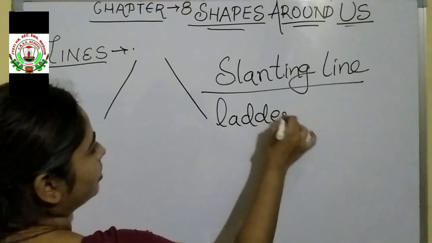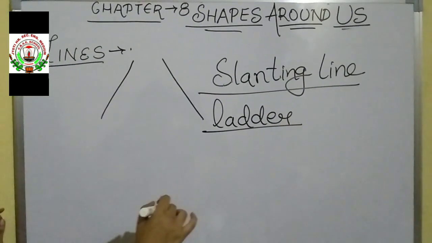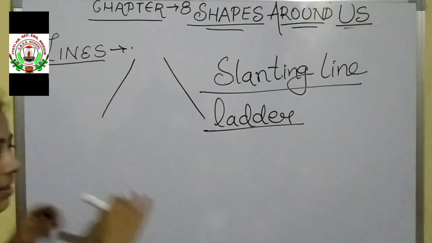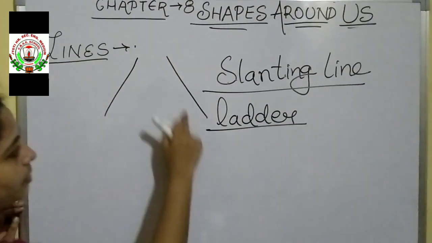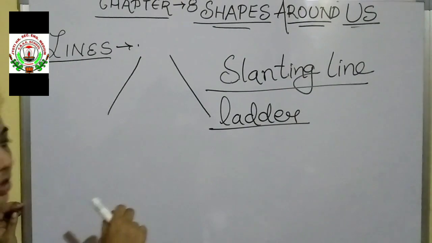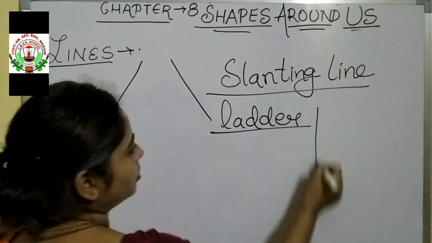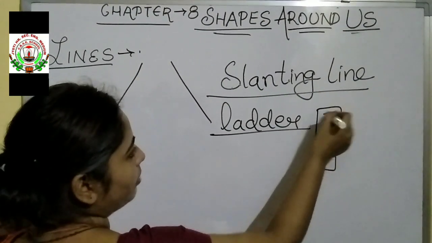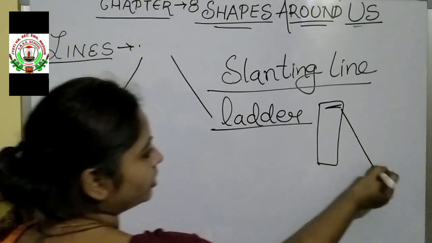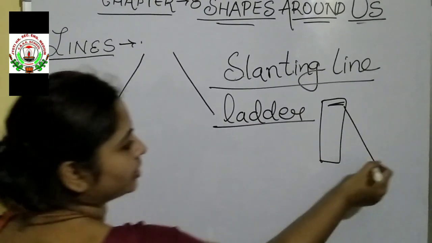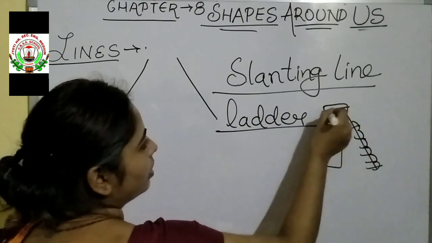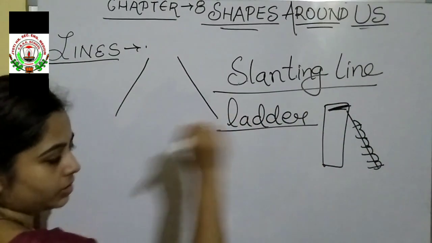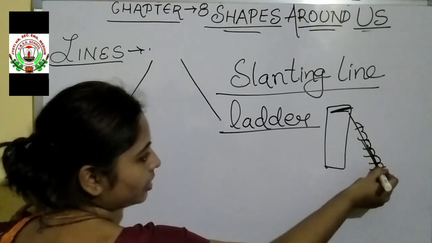Ladder. L-A-D-D-E-R. Ladder, which we use to climb upstairs. That ladder is the best example of the slanting line. Yes or no? It needs support. Suppose this is a building and you have to climb upstairs. So for that you need a ladder. You know stairs. It has many steps, and going step by step we climb up to the top by using the ladder.